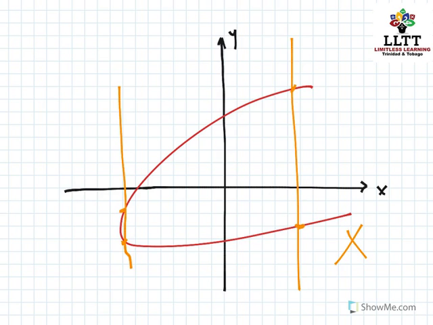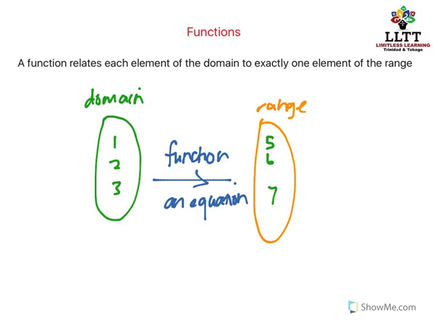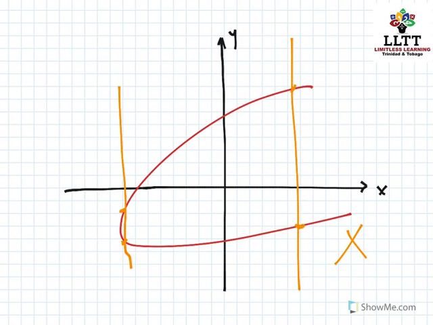So you can tell if something is a function, one, if you have a mapping with your domain and range, and you're looking to see if it's a many-to-one or a one-to-one mapping. And then you can tell if you're given a graph using your vertical line test, which says that you have to cut your curve only once if you draw a vertical line anywhere along your curve or your line.